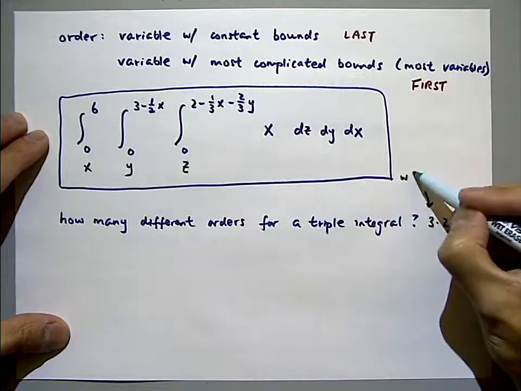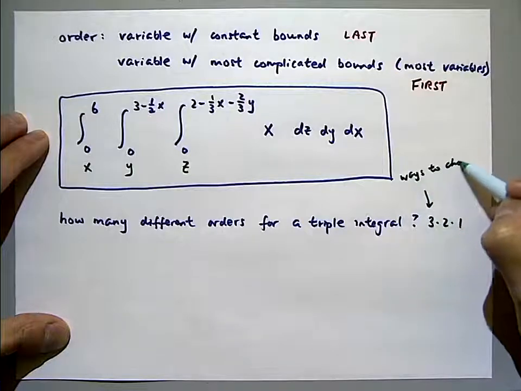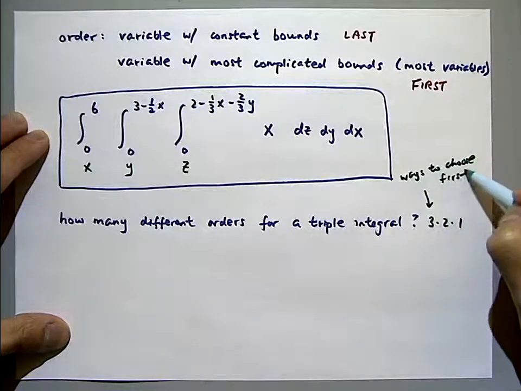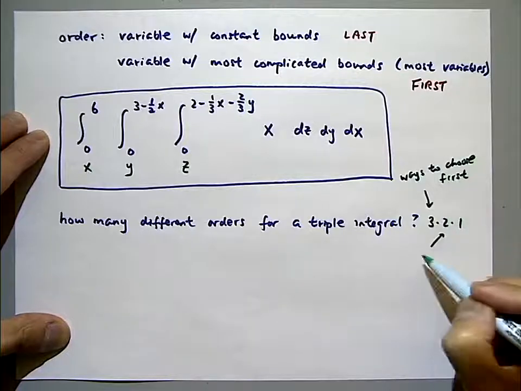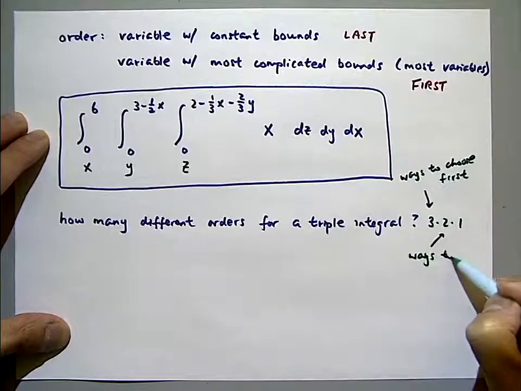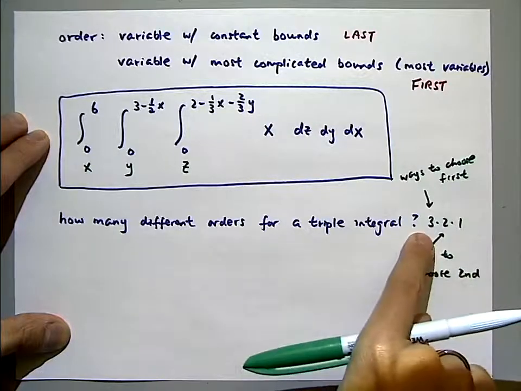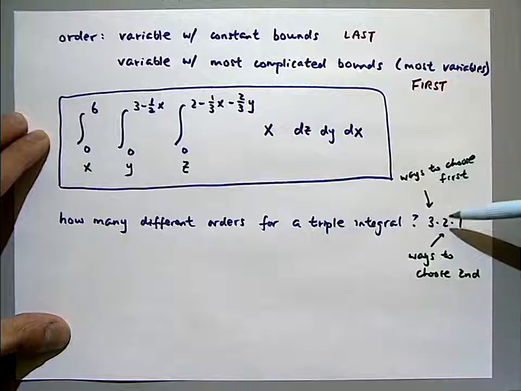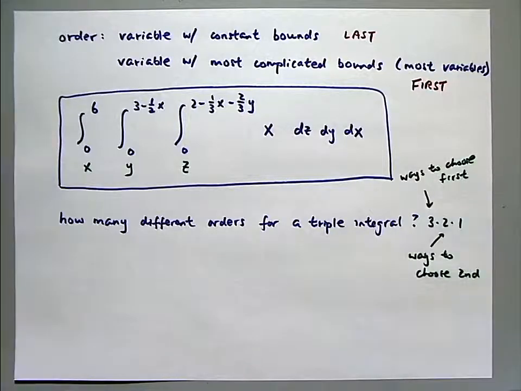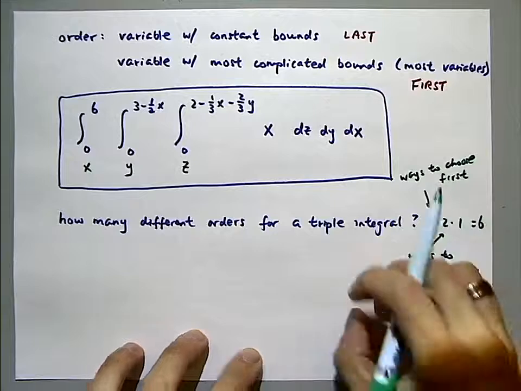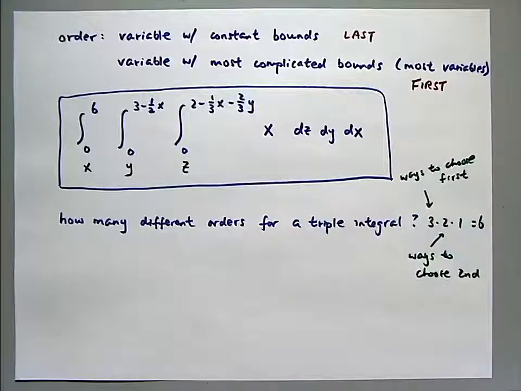So 3 is the ways to choose first. Once you've chosen that, you have 2 remaining choices to choose the next one. If you choose x to go first, then you have y or z to choose from for the second one. Once you made that choice, you got 1 remaining choice. So you got 6. In general, it's n factorial, where n is the number of variables. So a double integral is 2 factorial. There are 2 ways to do it. A triple is 6. A quadruple, if you ever encounter that kind of thing, has 24 different potential orders.